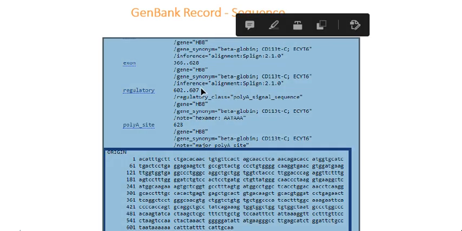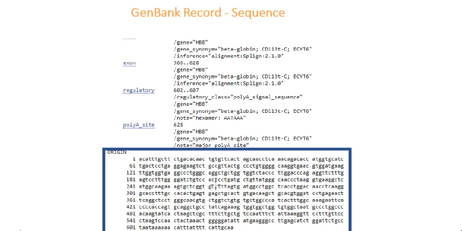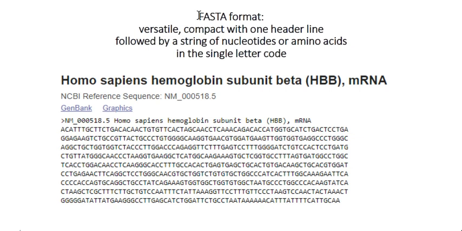If you see here, the gene sequence of DNA, which is 601 base pairs. This is the format of the gene sequence: the versatile, compact one-liner NCBI reference sequence, GenBank sequence, FASTA sequence. Homo sapiens hemoglobin subunit beta, HBB, mRNA sequence.